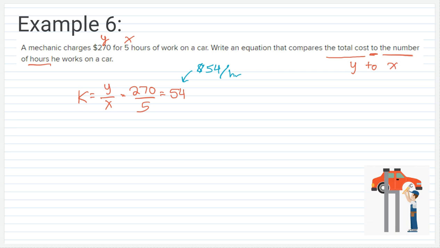All right, so now that we figured out what k is, we have a part 2. So we're not done after we calculate k. So don't make that mistake and stop there. We still have to write it in the form y equals kx, where now we can actually put in a value for k, the one that we just calculated, which is 54. So y equals 54x, and that's it for that question.